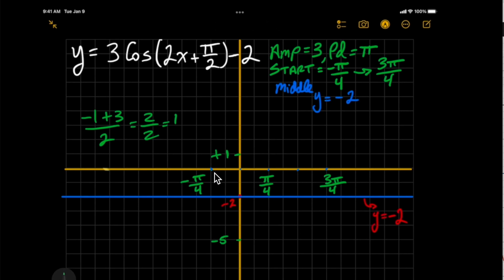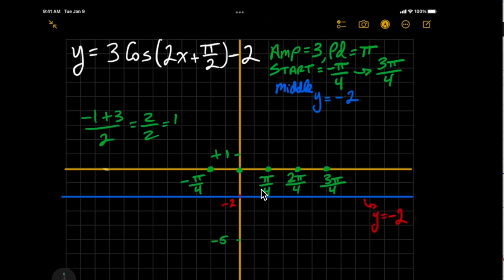I'm next going to take the middle between the starting point and the midpoint, and if you add π and -π, you get 0, and you divide by 2, you get 0. So that's going to be an input point, and then we're going to take the middle between π/4 and 3π/4. If you add 3 plus 1, you get 4. You divide by 2, you get 2. So we have 2π/4. So these are the points of interest.